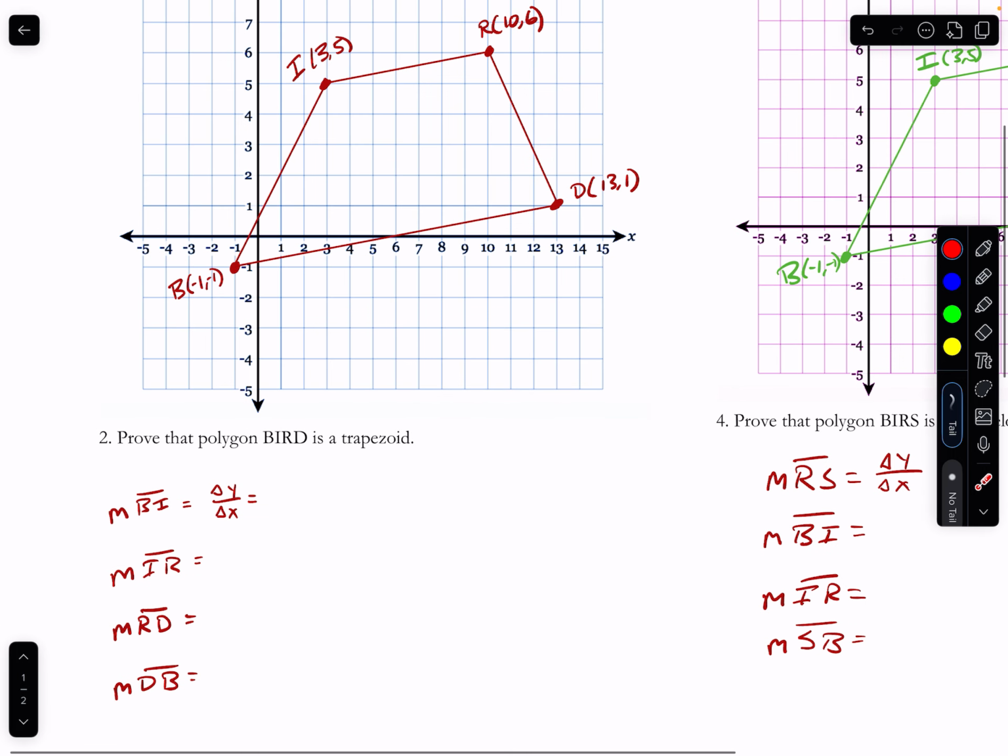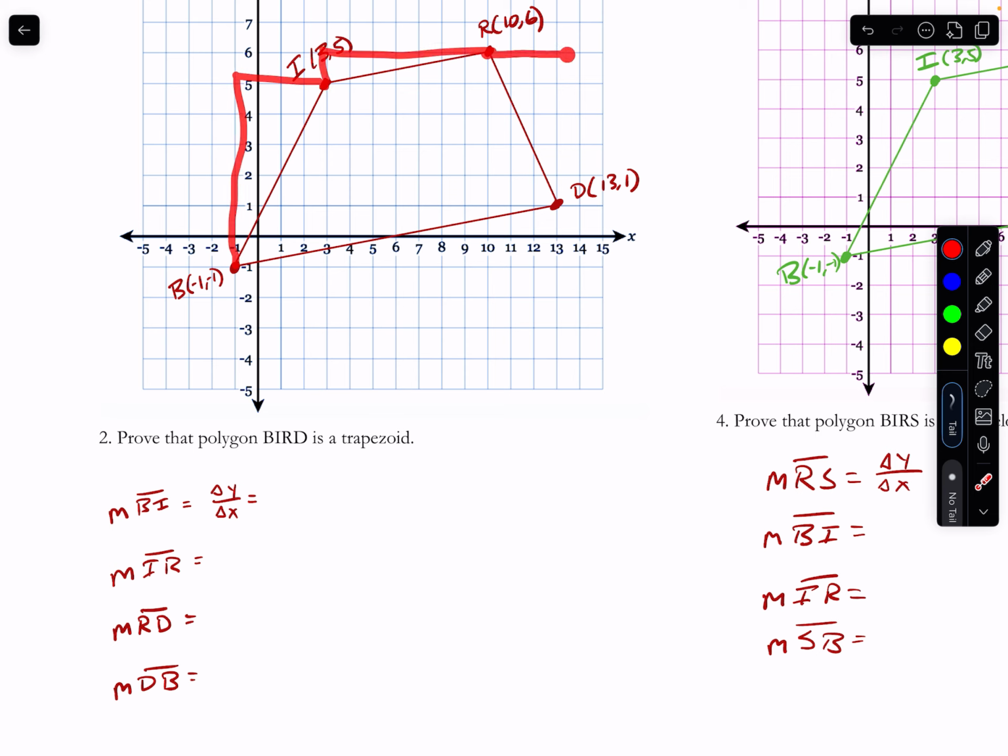All right, so the first thing I want to do is take a look at each slope: rise, run. Let's take a look at B to I. What are we counting here? If I count from B to I, I'm going to count up 1, 2, 3, 4, 5, 6, and over 1, 2, 3, 4. So the change in the Y is 6, the change in the X is 4. Simplified would be 3 over 2.